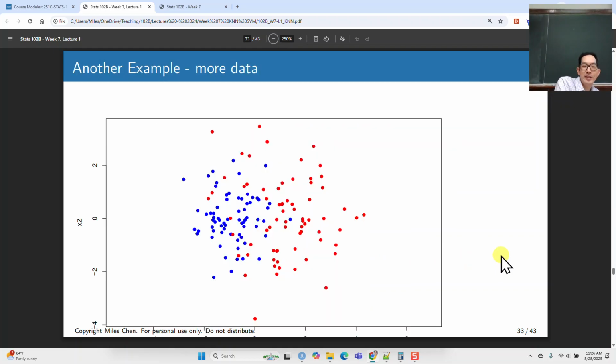Here's another data set with more dots, okay? And so here, overall, the right-hand side is red. Overall, the left-hand side is more blue, but we do have some kind of mixing, right? There's a blue dot here and here. There's a few red dots over here. So how does this get classified?